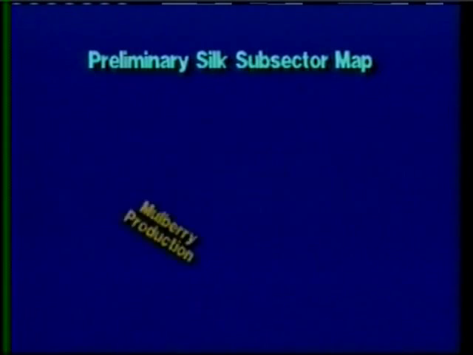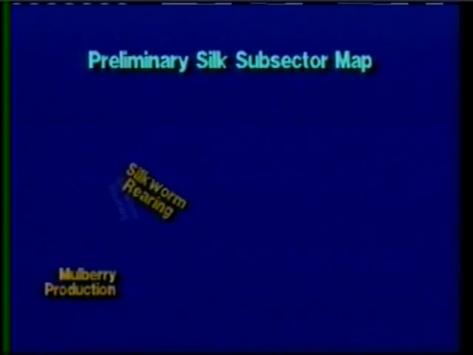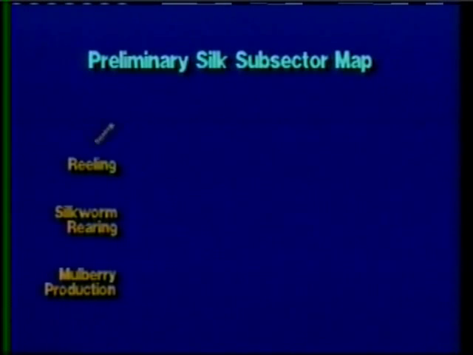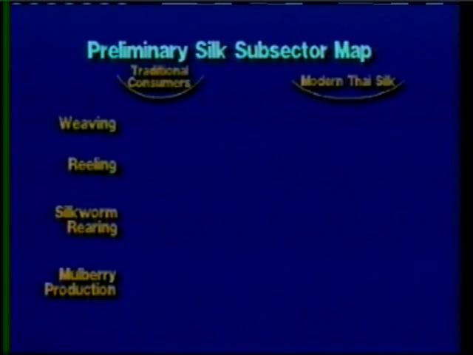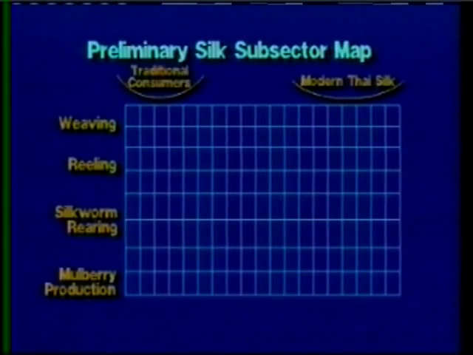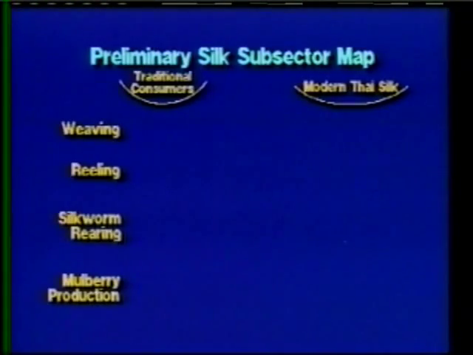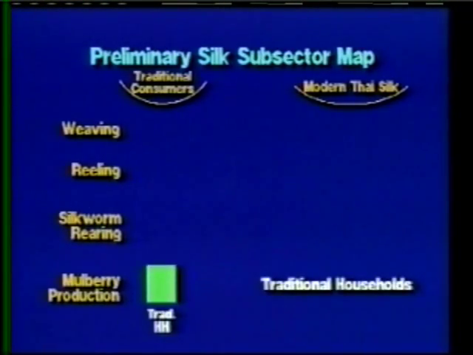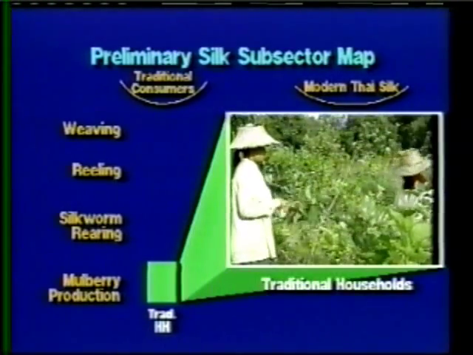Start by identifying the principal functions in silk production. List them vertically along the left-hand side of a sheet of paper. Identify the principal markets across the top. The functions and markets form a grid onto which you place the participants that supply each market. Rectangles represent the participants, and the height of each rectangle indicates how many functions that participant performs. Traditional household producers perform all functions themselves.